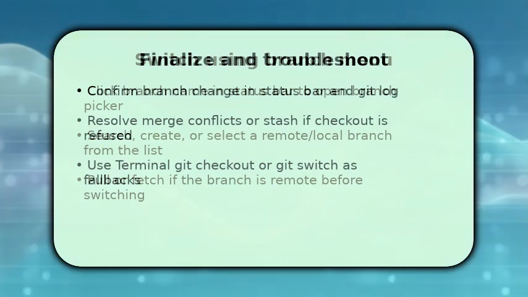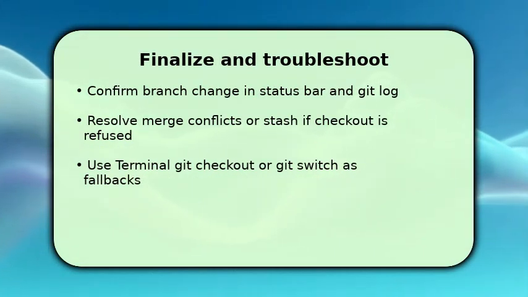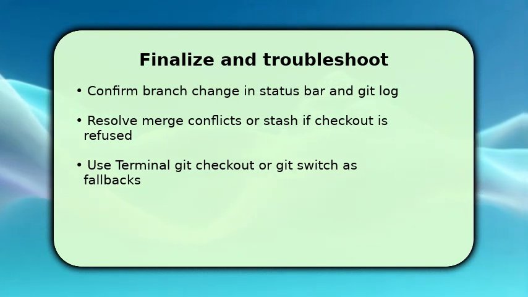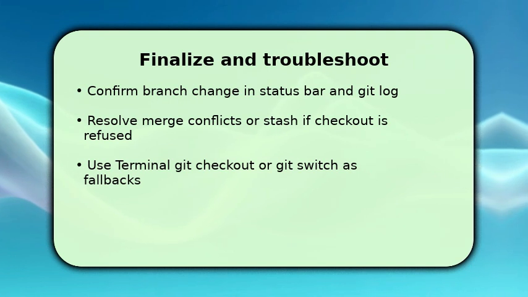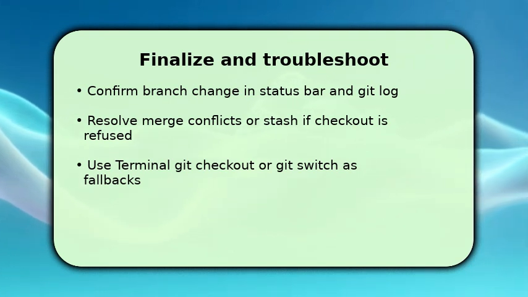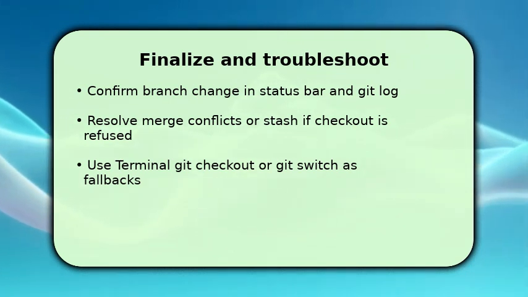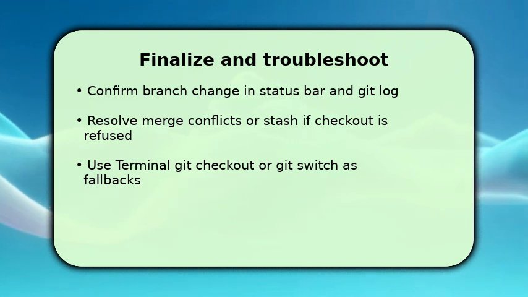Finally, verify the branch change by checking the status bar and viewing the git log or source control view. If VS Code refuses to switch because of local changes, stash them with git stash or commit them, then try again. Once done, apply the stash if needed.